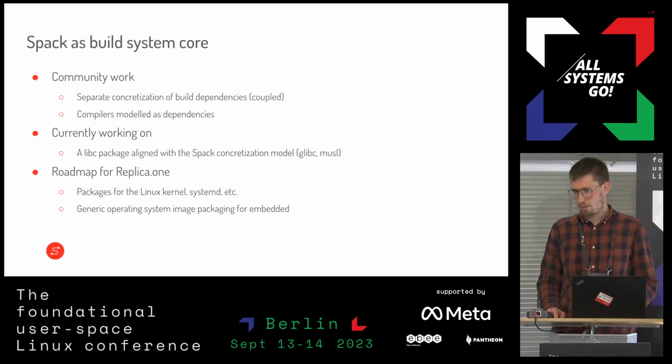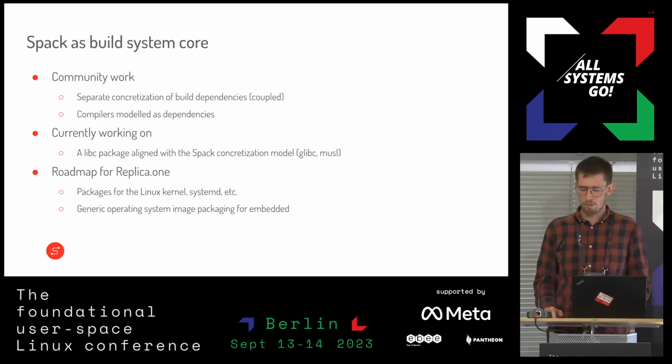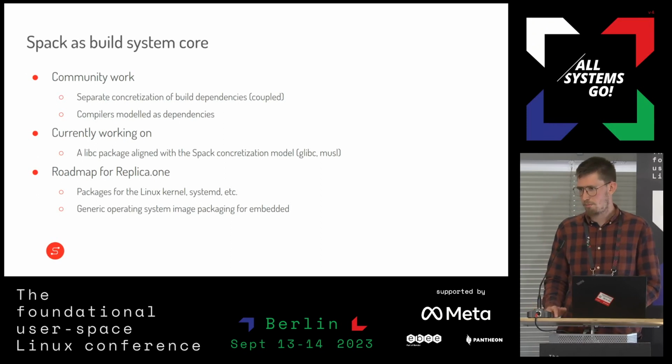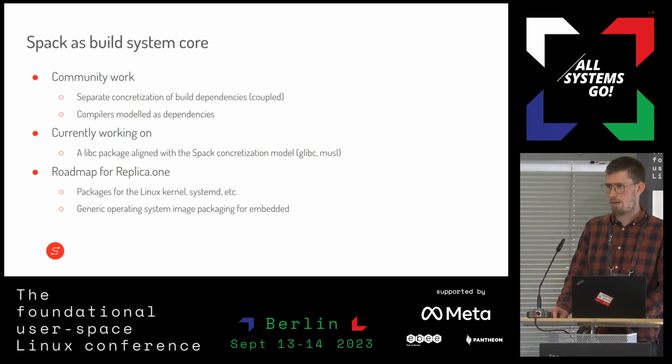Basically, they have to be built separately because Spack would otherwise use dependencies from the host, which we don't want to use. Next, we want compilers to be modeled as dependencies and actually built by Spack. This is also not the case right now, but will be in the future. And this might actually complete the whole system. So you would have Spack building a cross-compiler, which would then build the rest of the system.